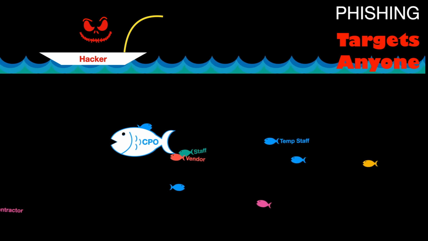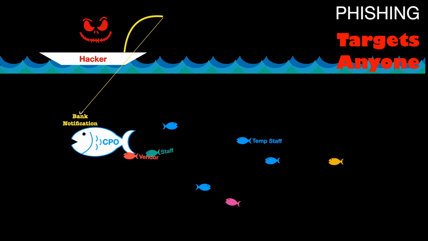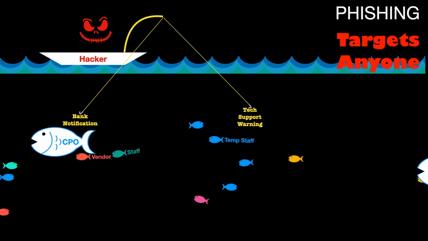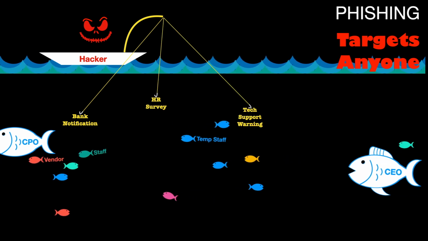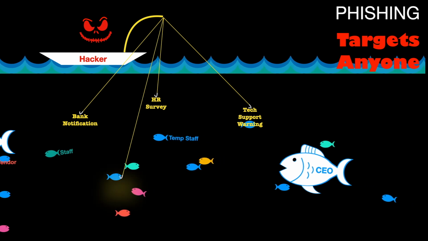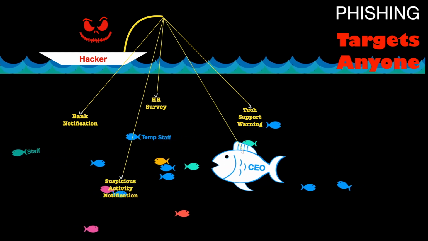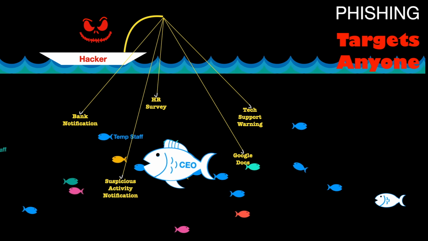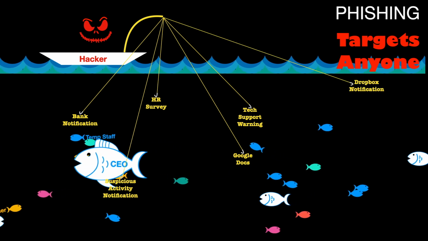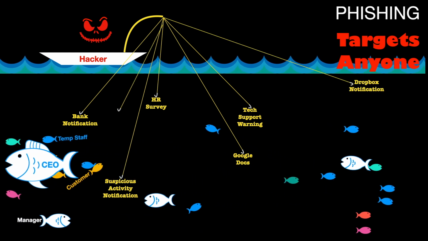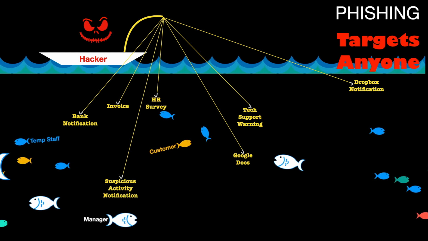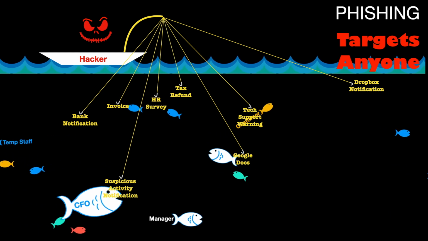A notification from your bank, like your account is overdrawn. A warning from the IT department. A survey from your human resources department. Your account has suspicious activity. A notification from Google about a new document uploaded. A notification from Dropbox about a new document uploaded. An invoice which needs to be paid immediately. A tax refund with a deadline.